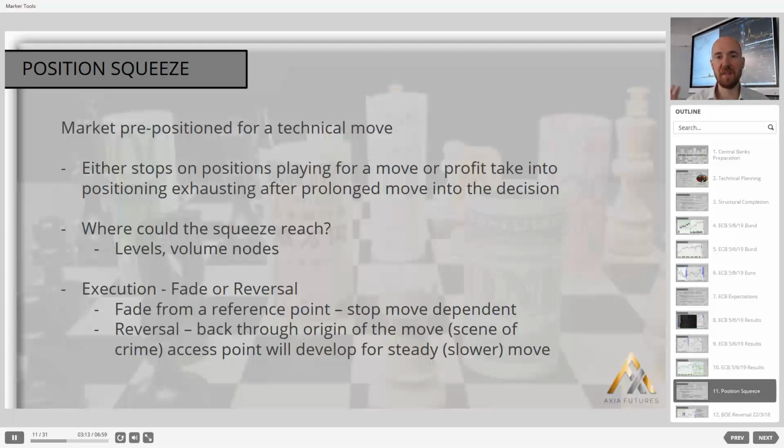And then the alternative, where you have a technical setup positioning for that technical play that is then squeezed in the opposite direction before that move completes in the same way.